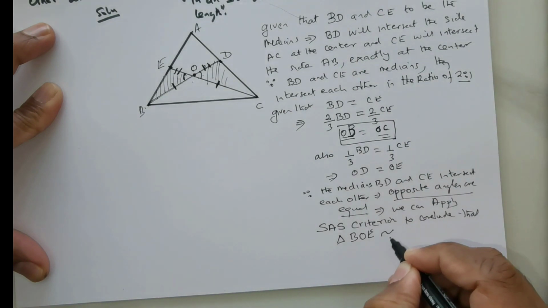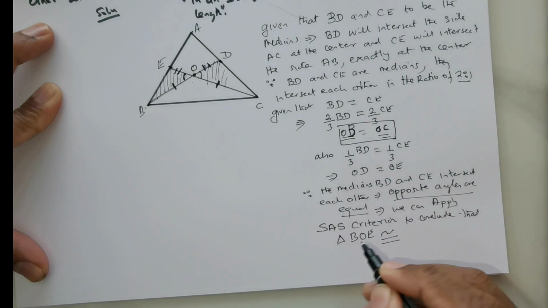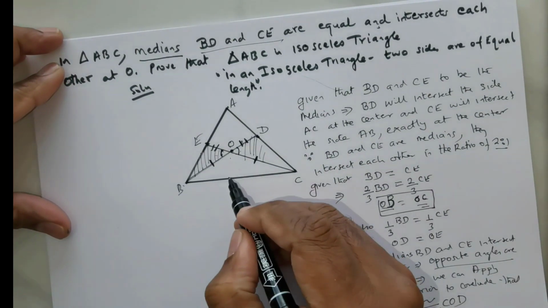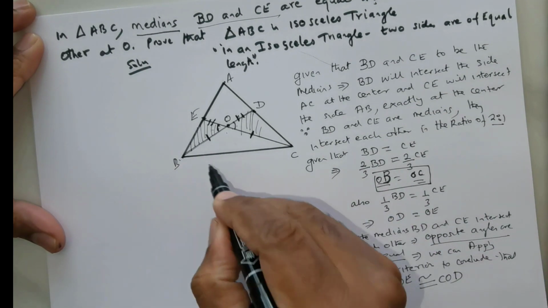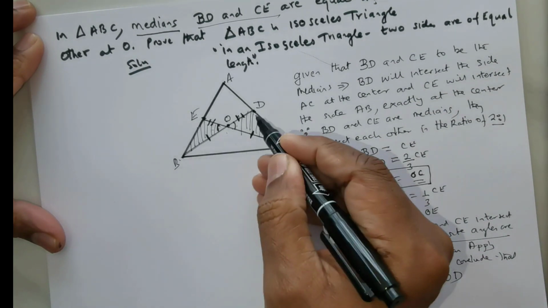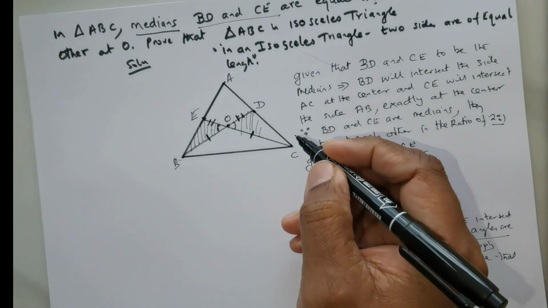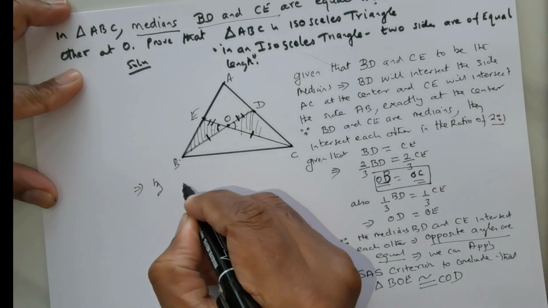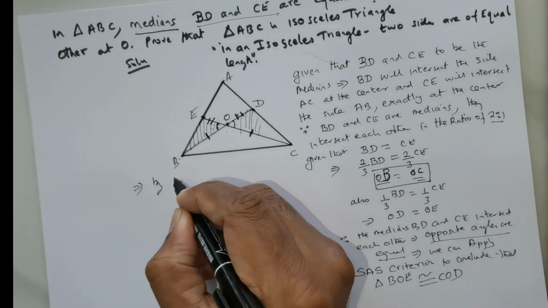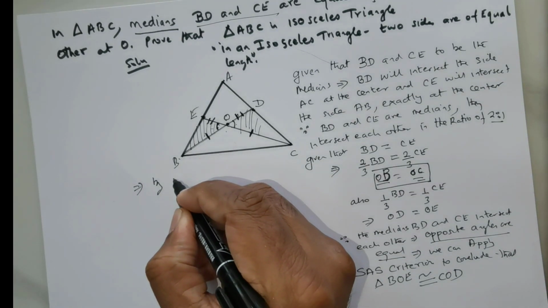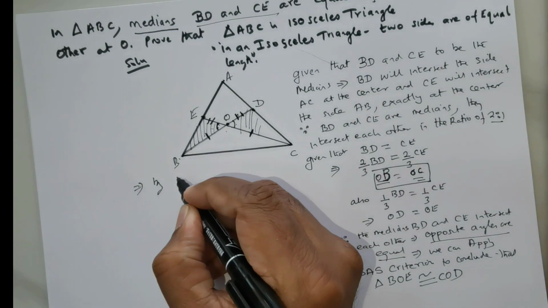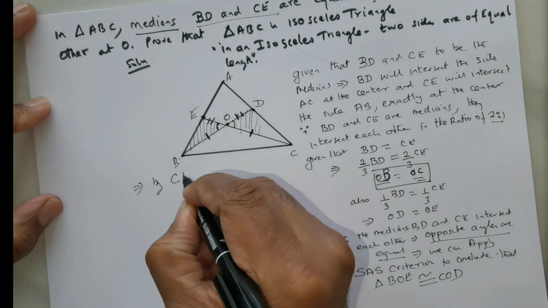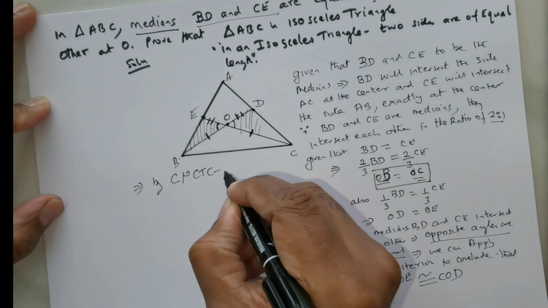BOE is congruent to COD. Now we have come to a conclusion that this shaded triangle and this shaded triangle, both of them are congruent. Now what does that mean? This means there is a beautiful rule which I have already mentioned to you all in the previous questions, by CPCTC rule.